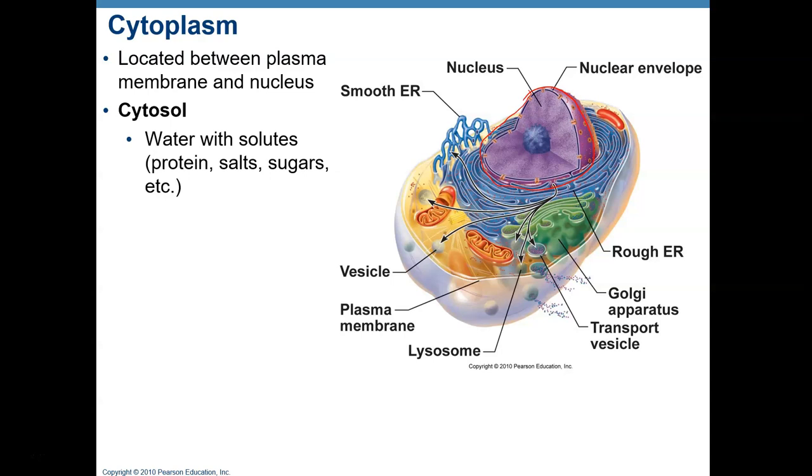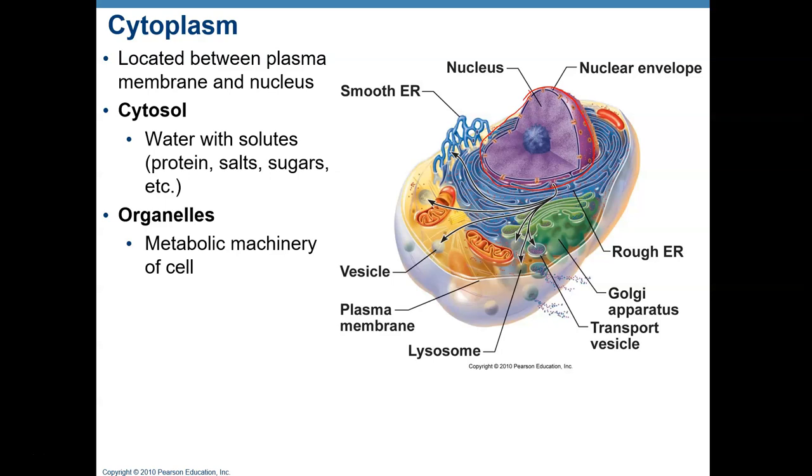Cytosol is going to be the synonymous term for cytoplasm. It's mostly composed of water with some solutes in it. And these solutes are going to be protein, salts, sugars, things like that. Then mixed in this cytosol are organelles.